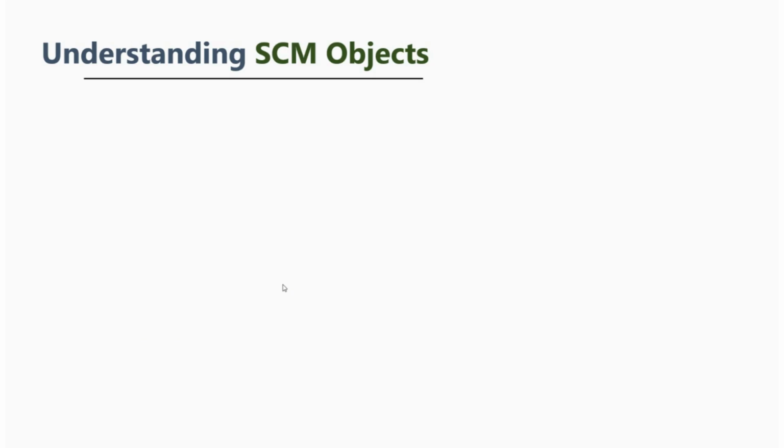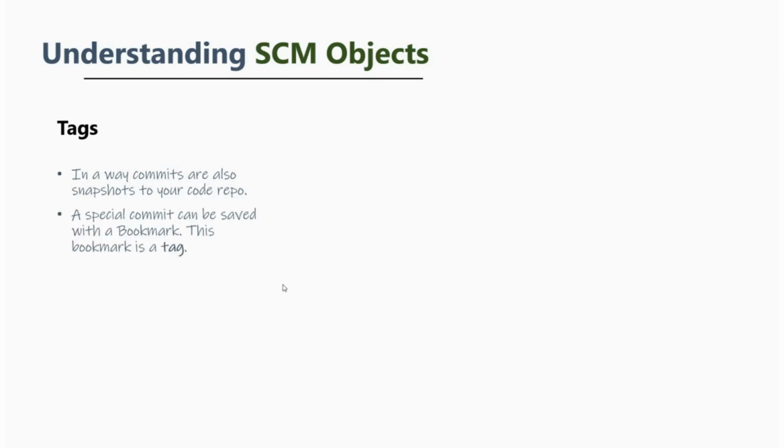Now, since we got a little comfortable with commits, let us talk about tags. We already had this discussion before that commits are also snapshots to your code repo. Now, a special commit that you want to highlight could be saved with a bookmark, and this bookmark is nothing else but a tag. So it just helps you to highlight, okay, this is my commit, probably paint this in blue or paint this in red so that I can visualize going forward. If I want to come back, I can come back to this particular tag. That is what I'm trying to say.